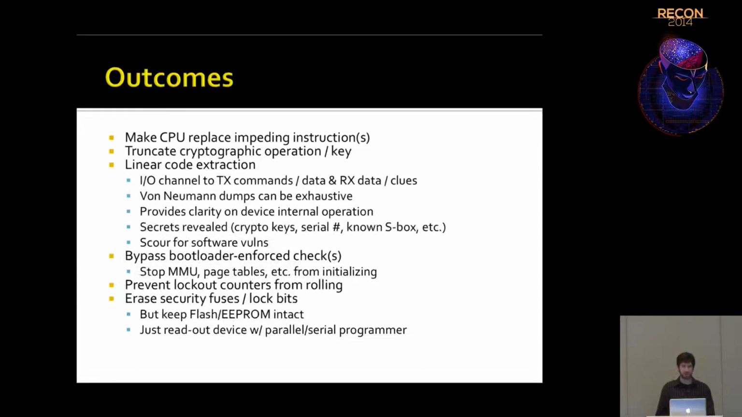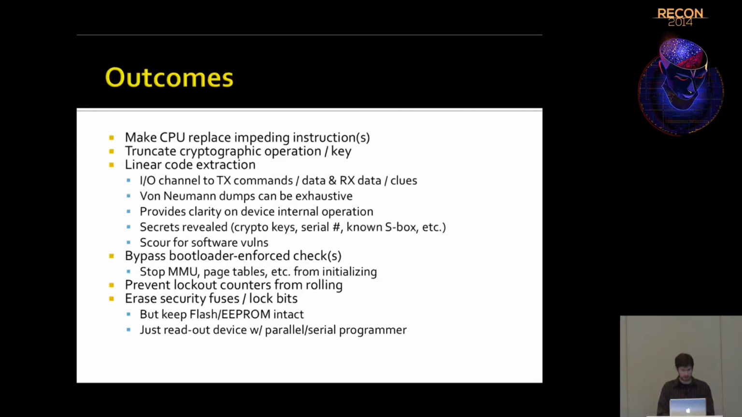Von Neumann dumps can be exhaustive. What that means is if the victim you're attacking is mostly Von Neumann or some forms of modified Harvard, you'll actually get code and data in one relatively flat space, depending if there's paging or MMU or whatever. You could get the complete dump if you even pop it at a single location and you're able to loop through every address value.